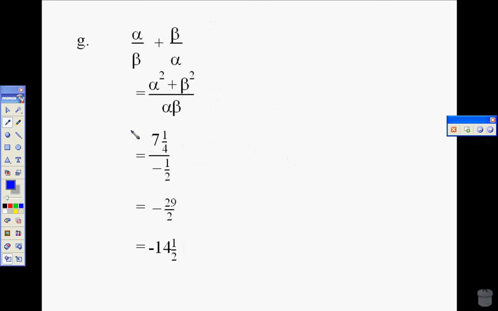This time again, we've got alpha over beta and beta over alpha. Our common denominator would give us alpha beta. Our multiplication gives us alpha squared, and multiplication there gives us the beta squared. But we know from our previous part that alpha squared plus beta squared gave us 7.25, divided by our product of the roots, which is minus a half, and we come down to minus 14.5.